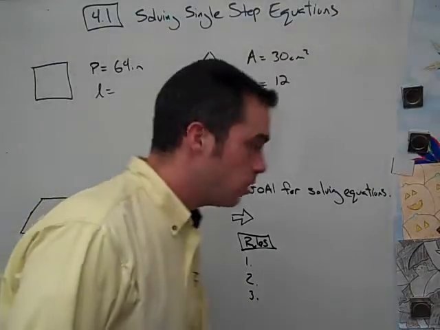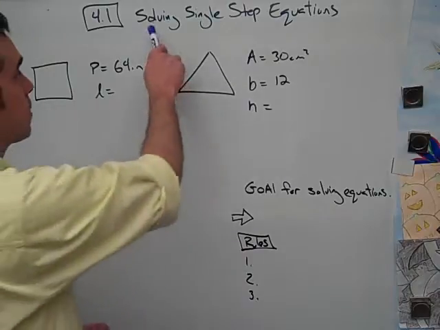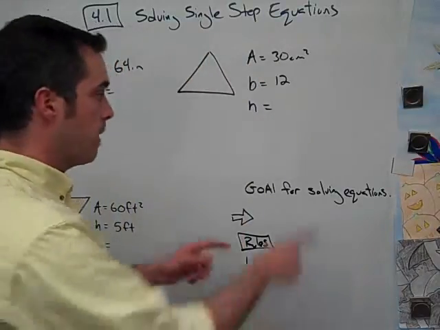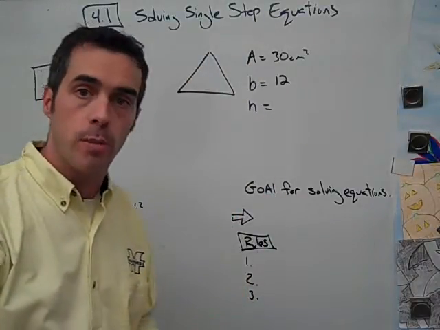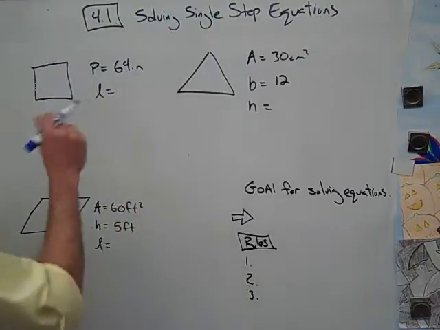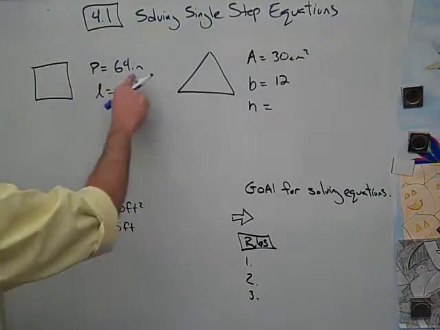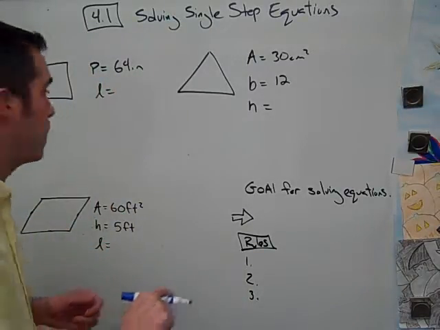Okay, so I'm going to look at 3 problems for solving single-step equations and then go over some goals. Hopefully this will help you with your homework. The first thing that we're given is that we have a square with perimeter of 64 inches.